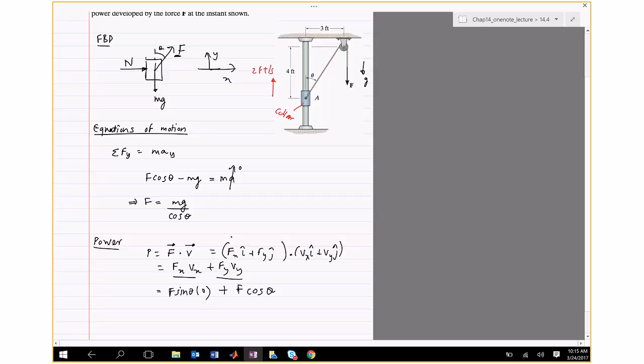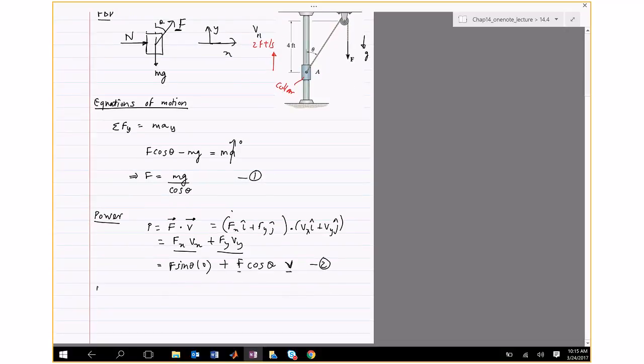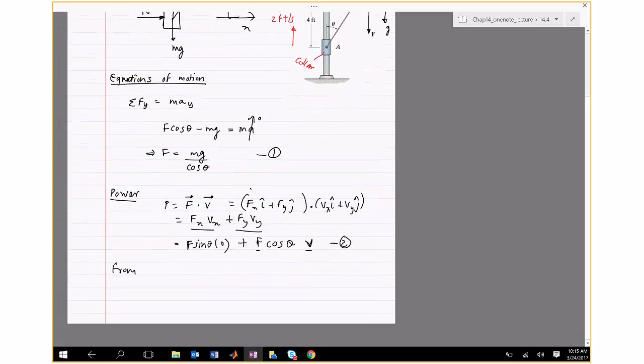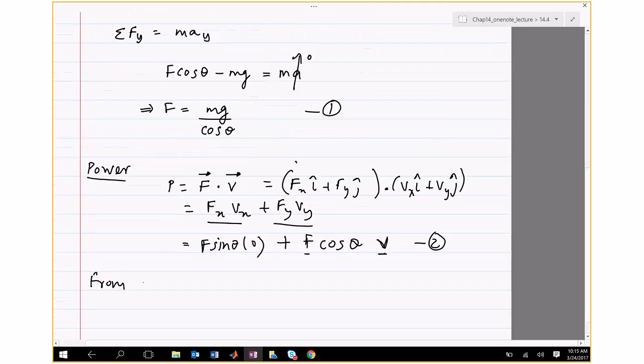And what's the velocity in the y direction? That's given to us as 2, or I'll just call it V. V is given, F is not given, but I did find what F was. So from 1 and 2, power is mg over cosine theta, times cosine theta, I sub this in, times V.